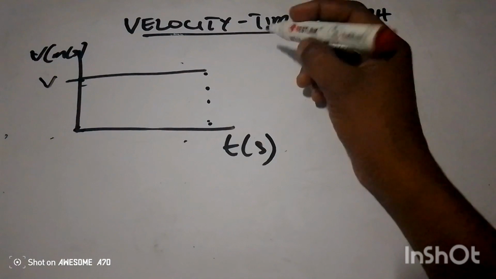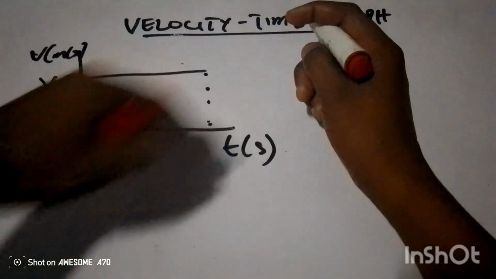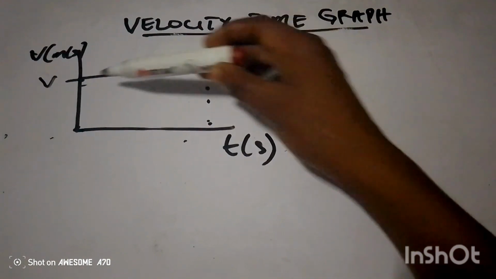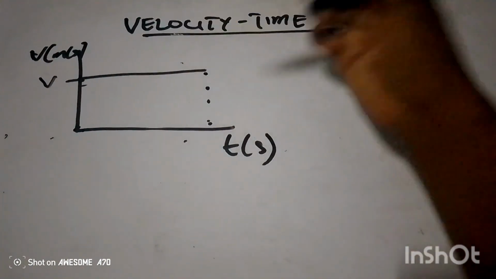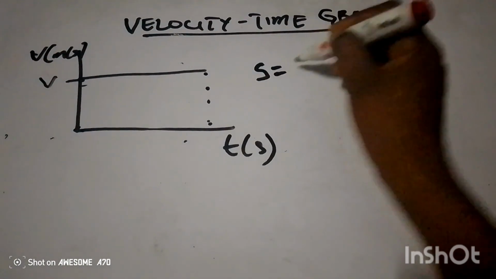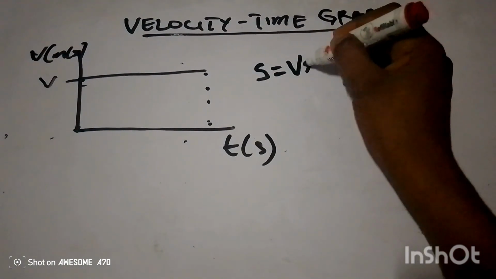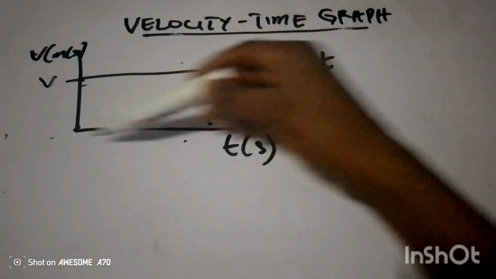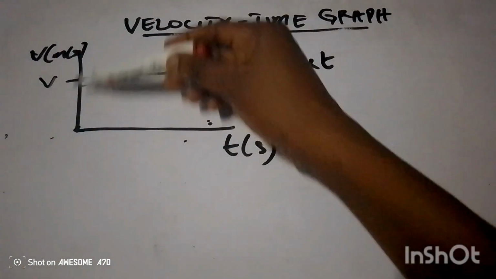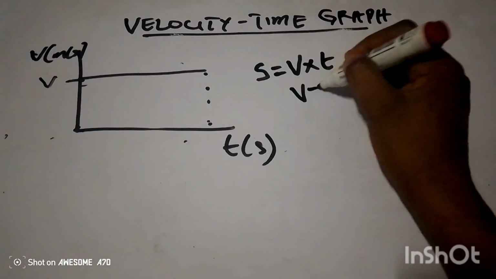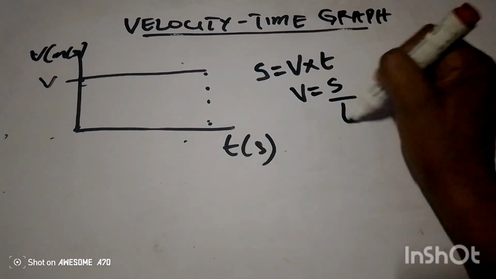From here, we can determine the distance under this graph, and the distance under this graph is in the form of a rectangle. Remember that the area of a rectangle, which is S, is going to be V multiplied by T. In other words, length times breadth. Our length is the T, our breadth is the V. And if I make V the subject of the formula, it becomes S over T.